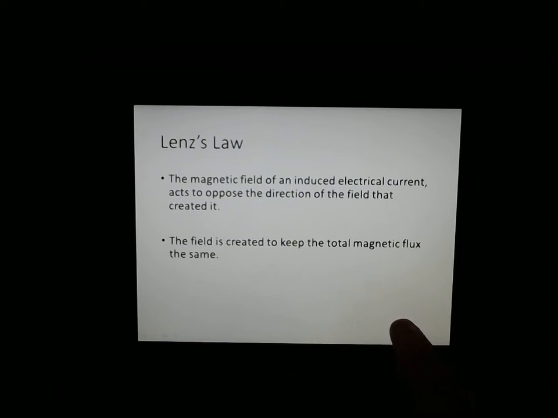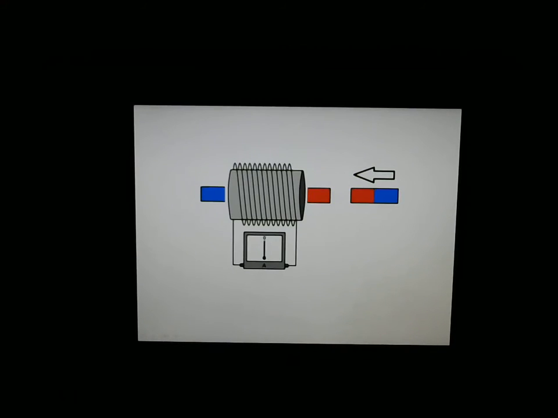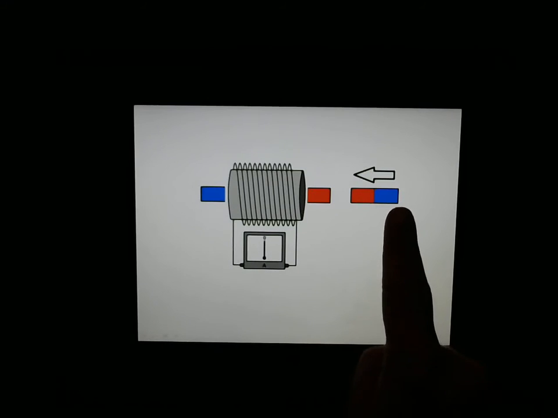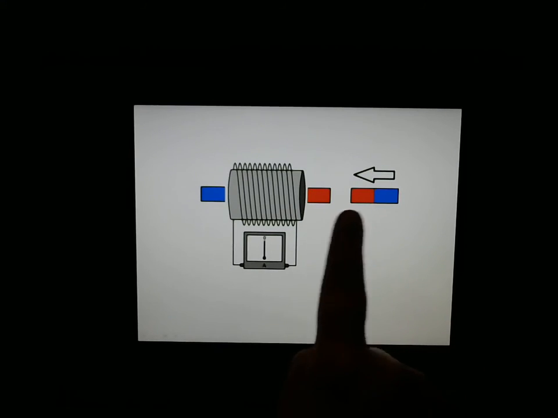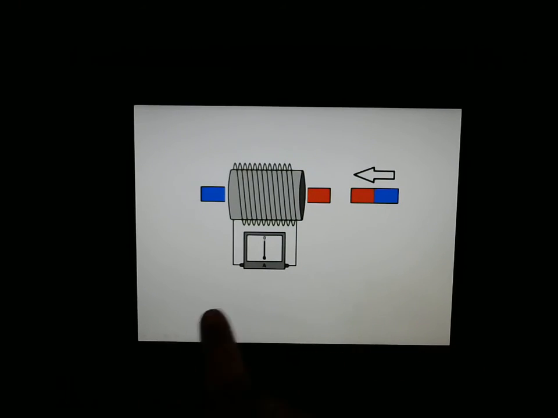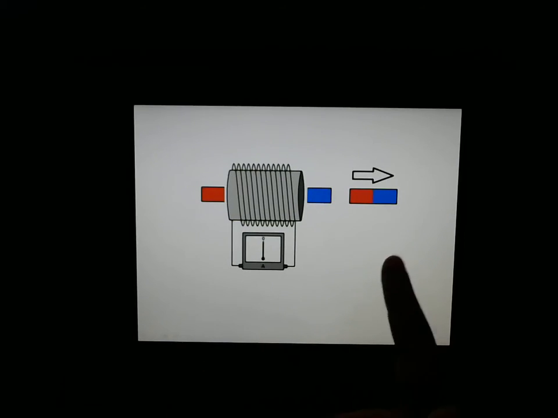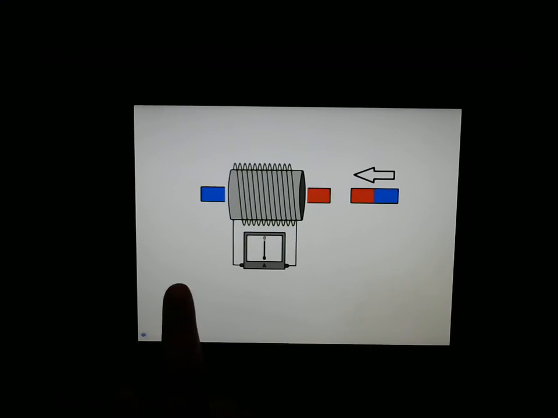Now, here's a really basic animation I'll try to make. As our magnet moves in, we get a north pole being created here. So red for north, blue for south. Then, when we start to move the magnet away, a south pole gets made because it's trying to pull it back. It doesn't want it to go away. Doesn't want it to come any closer.